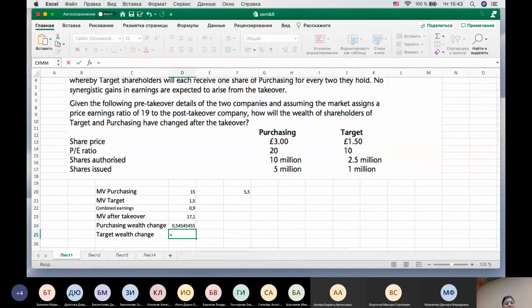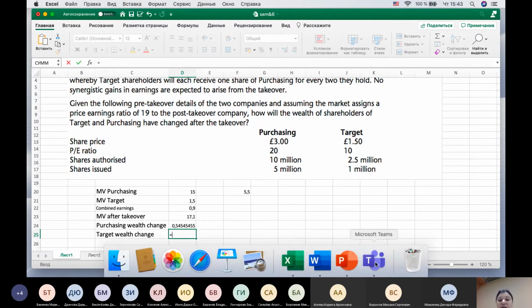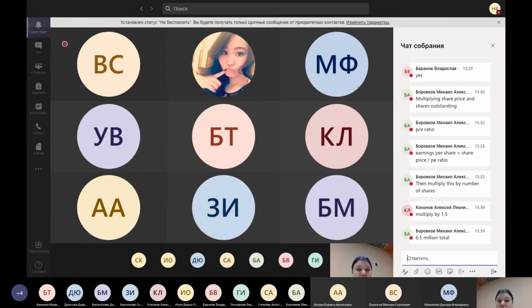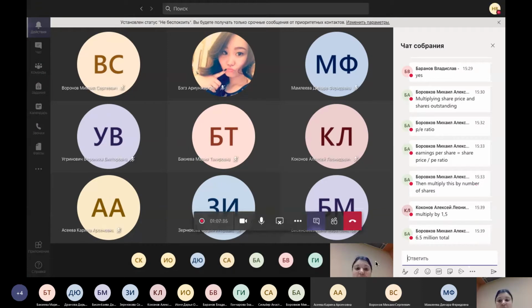What's the mechanism of calculation of the wealth of our previous shareholders of the target company? What's the mechanism? What about the market value distributed to shareholders of the target company? How do you think?